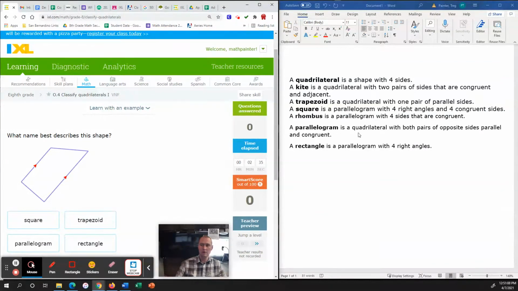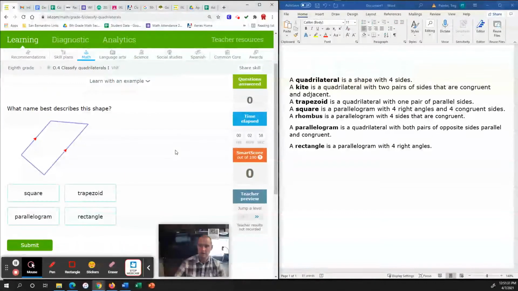A parallelogram is a quadrilateral with both pairs of opposite sides that are parallel and congruent. The word parallel means the sides go along the side of each other, but they don't cross. Congruent means the same length. And a rectangle is a parallelogram with 4 right angles. All right, let's see if we can identify some of these quadrilaterals.